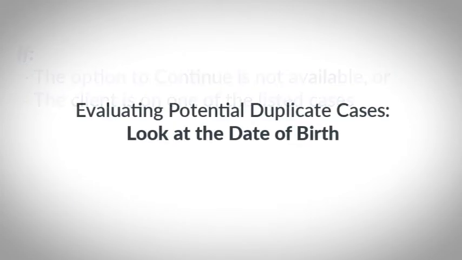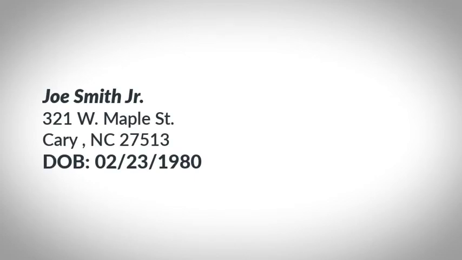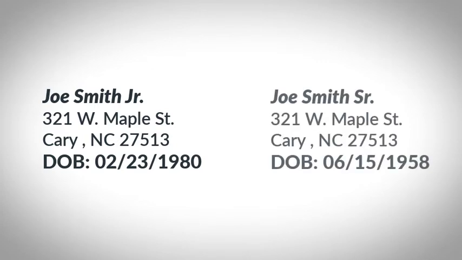When evaluating potential duplicate cases, it is important to look at dates of birth. Two people who constitute separate households could live at the same address with the same name, but with different dates of birth. For example, Joe Smith Jr. and his family of 3 could be living in the same residence as Joe Smith Sr.